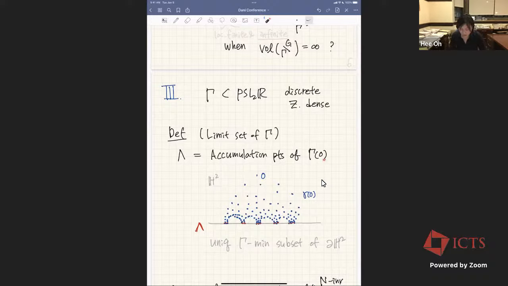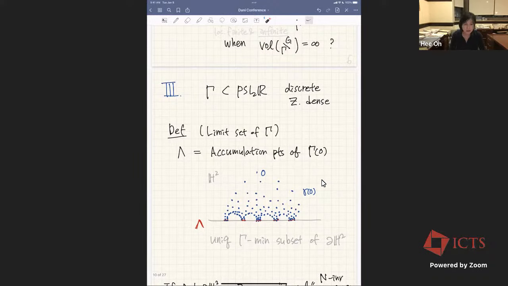And formally, it is defined in the following way. We consider some point O in H2, and then we consider the orbit of this O under gamma. Since gamma is a discrete group, we have countably many points, as in this picture. And since gamma is discrete, there won't be any accumulation points in H2. But if you consider the boundary, then there will be accumulation points on the boundary. And the limit set of gamma is defined exactly as the set of all accumulation points of this orbit in the boundary. This is the definition of the limit set.